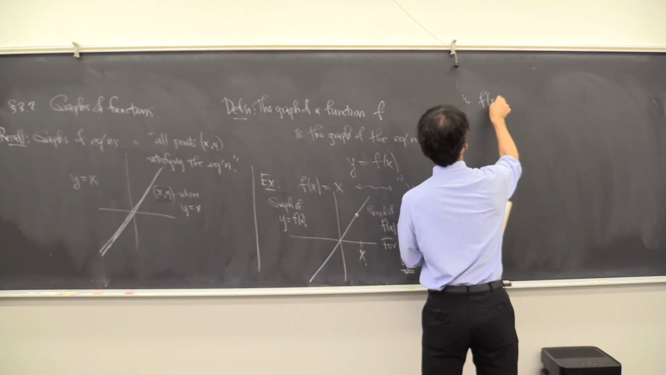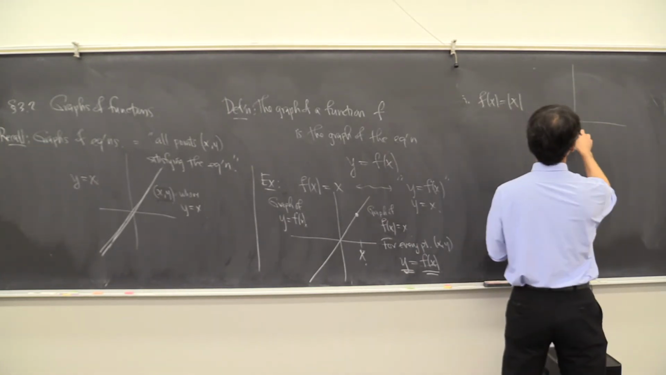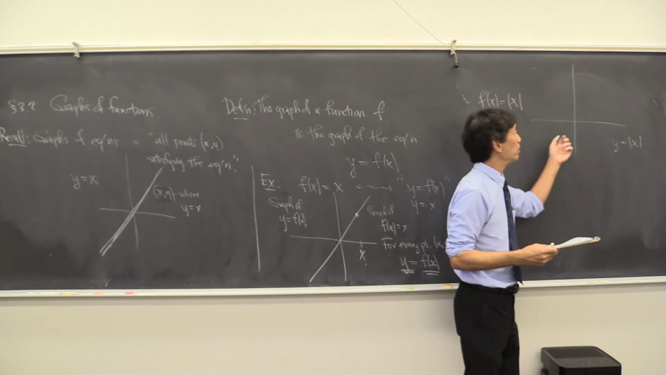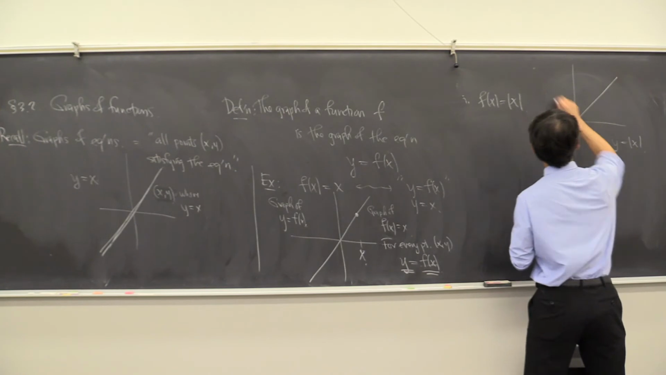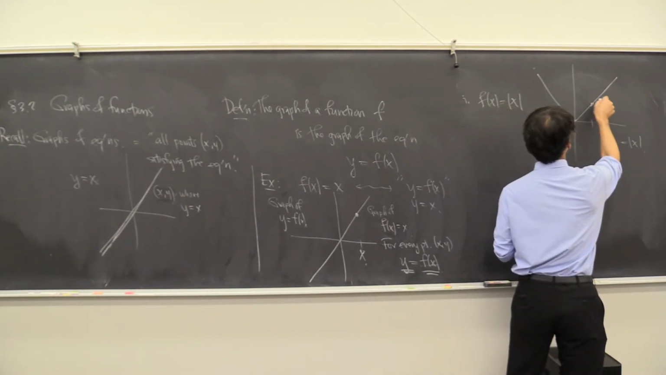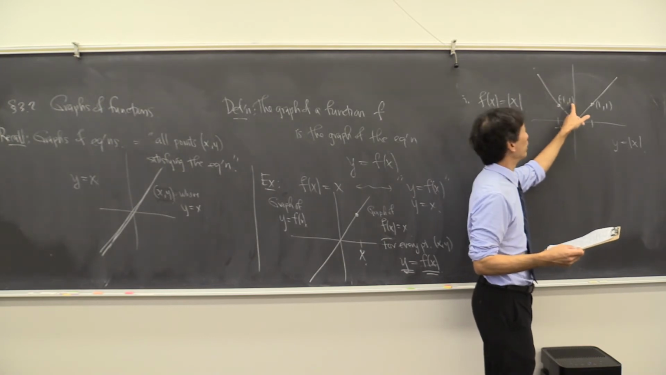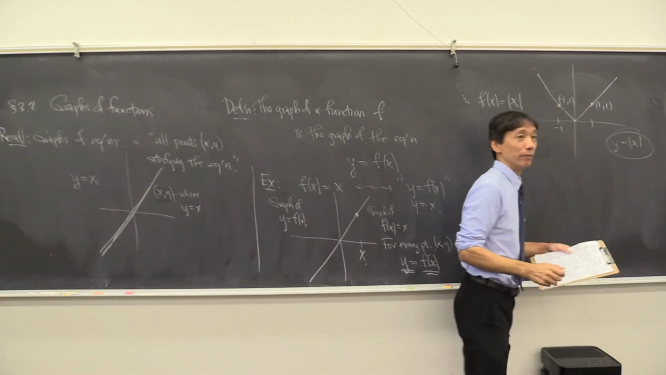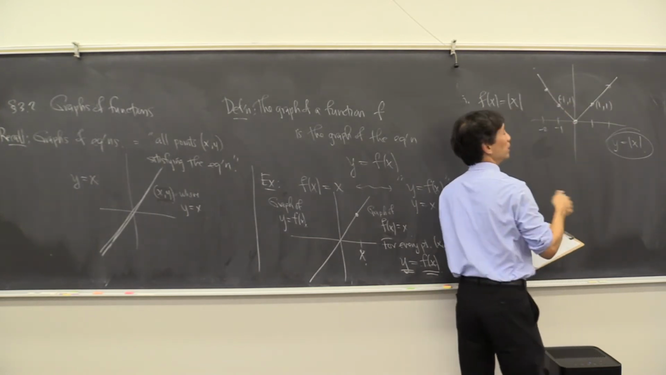Okay, so some examples. If I have f of x equals the absolute value of x, what's that going to look like? All the y coordinates have to be the absolute value of the x coordinates. Can anybody just tell me what that looks like? Right, it's going to look like this. You've got 1, comma 1, but you've also got negative 1, comma 1, because the y coordinate has to be the absolute value of the x coordinate. 0, 0 is on the graph. 2, 2, negative 2, 2, et cetera.